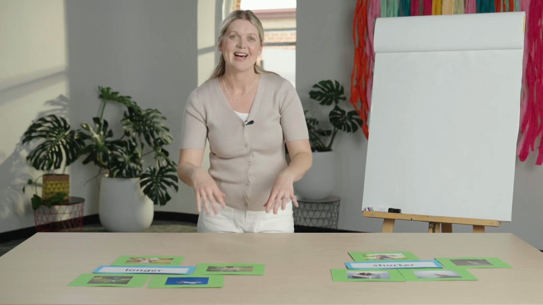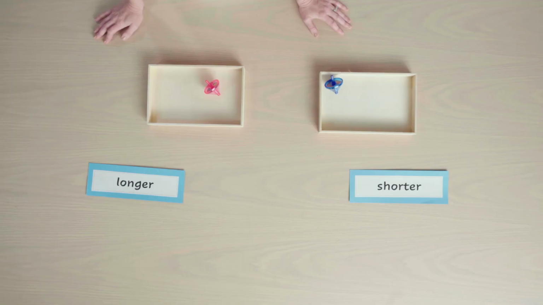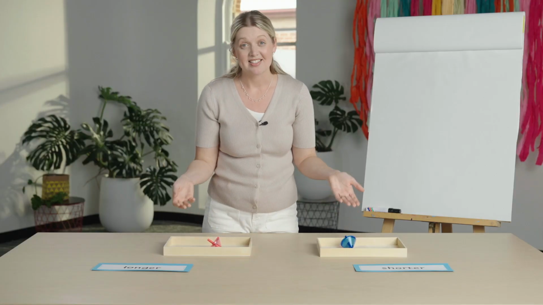I'm just going to clear this up now. Now, if two events begin at the same time, the shorter duration will end first and the other will last longer. Now, I have two spinning tops here, and I'm going to try my best to make them spin at exactly the same time. And we're going to find out which spinning top will last for a longer or shorter duration. Are you ready? Which one do you think will last longer?